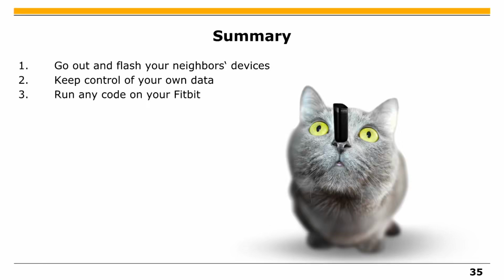In summary, go out and you can even flash your neighbor's devices if they are still on plain text. No user interaction required, actually. You can keep control of your own data. So if you interpret the dumps and have the encryption key, you don't need to transfer it to Fitbit anymore. That's something where parts in the app are still missing to actually interpret the dumps. So we roughly know how they work, but we don't do it yet.